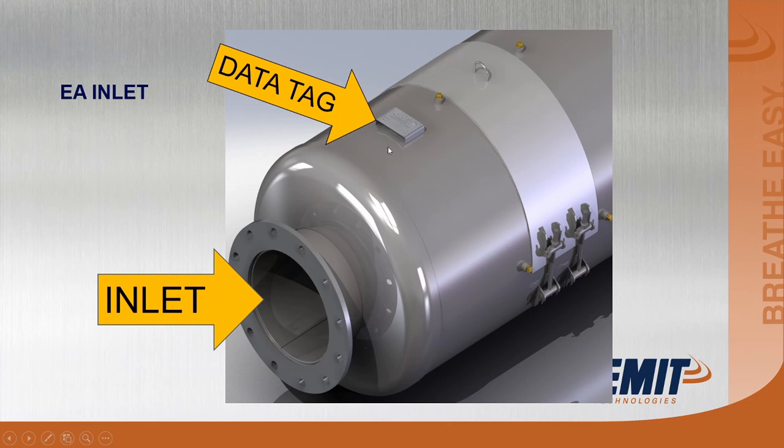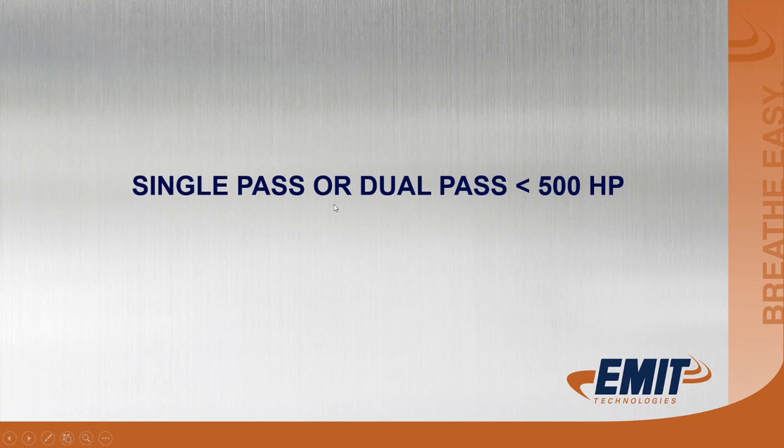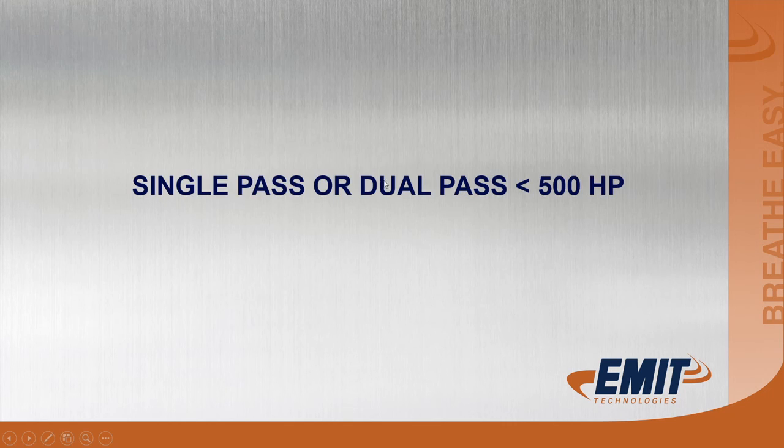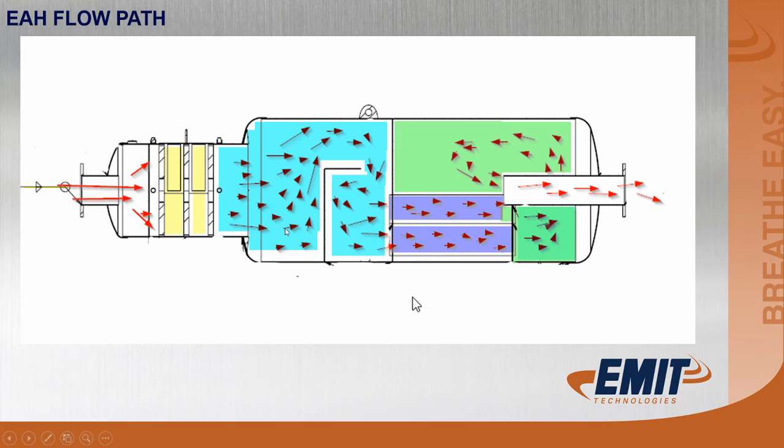Data tags on the EA housings are usually on the inlet end. Single or dual pass, you can run them on less than 500 horsepower. Typically that's what we use the EA for. Again, less than 500 horsepower. Not a standard, not a hard and fast rule, but it's pretty common.